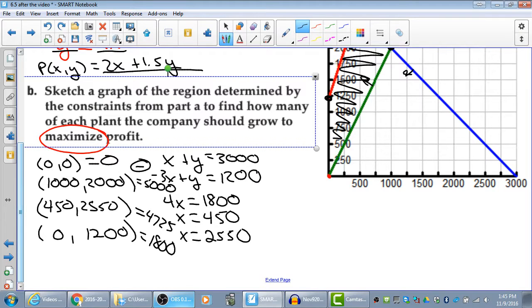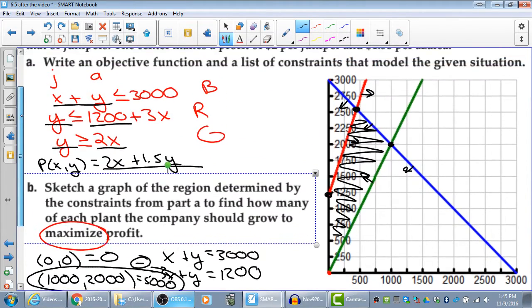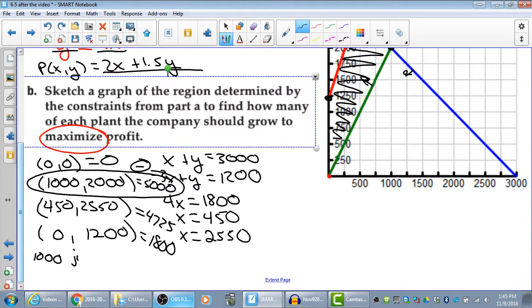So here's the maximum right there. We got to answer the question though. 1,000 x's, and I made x junipers, and 2,000 azaleas.